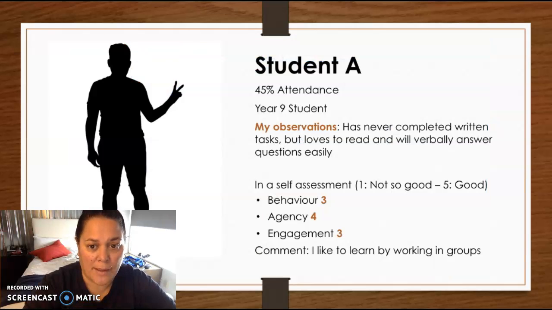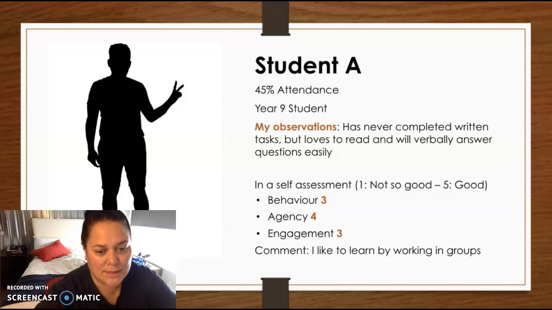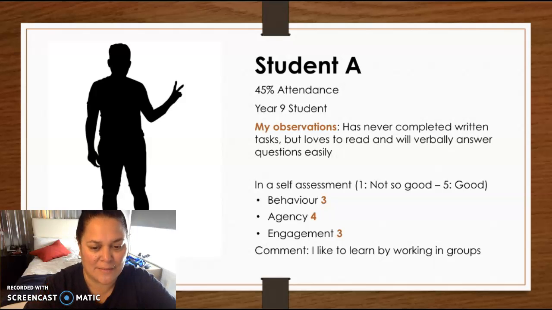Okay, so my new student A has a 56% attendance rate and engages well in group discussion, but really discusses the topic we're actually doing in class. So for all of my new students, one of the things that I wanted was a higher attendance rate, even though attendance rates in my classes are fairly low anyway.